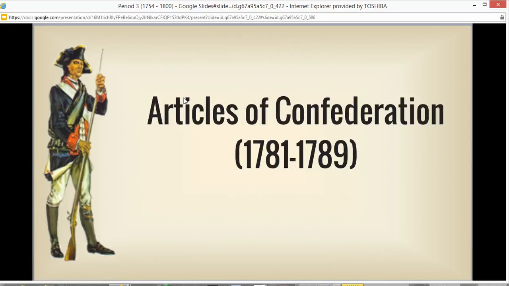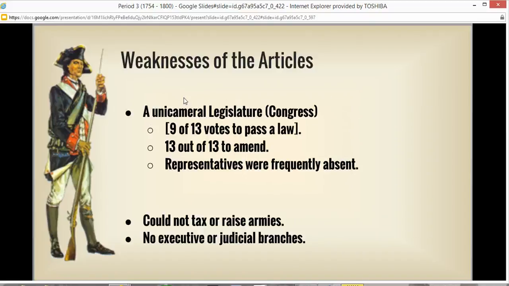The Articles of Confederation. These are going to be rolled out during the American Revolution, but this is essentially our first governing document of the United States. The United States is born during the American Revolution, and as the country is born, we need something to govern us. While this is our governing document, there are some significant weaknesses to the Articles of Confederation.